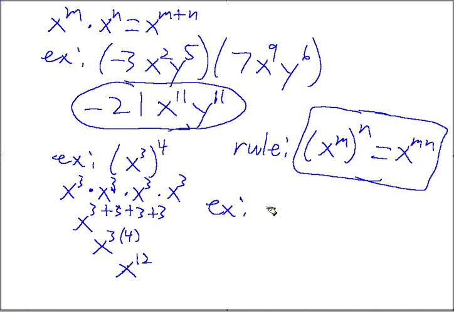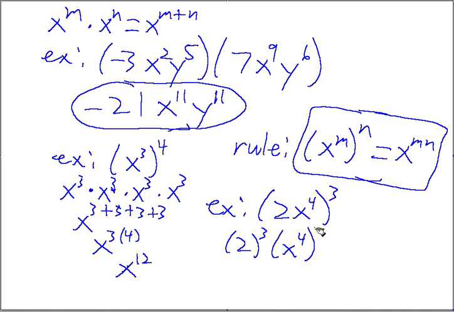Let's try this one then. Let's take a look at number 2: 2x to the 4th, raised to the 3rd power, cubed. So how do I handle this one? Well, this cube is being applied to both of the factors inside. It's being applied to the 2 as well as x to the 4th. So you want to break it up as such. You want to break this up into what? 2 cubed and x to the 4th cubed.